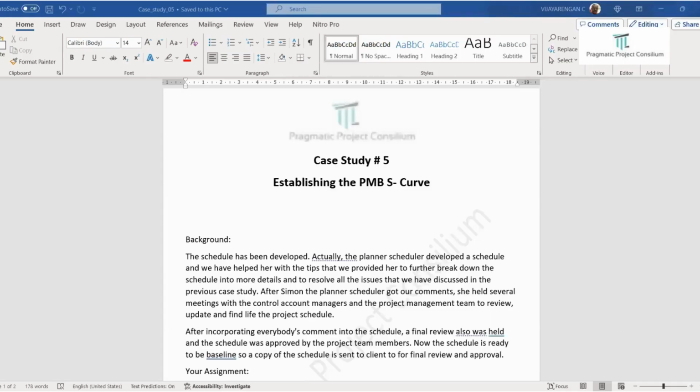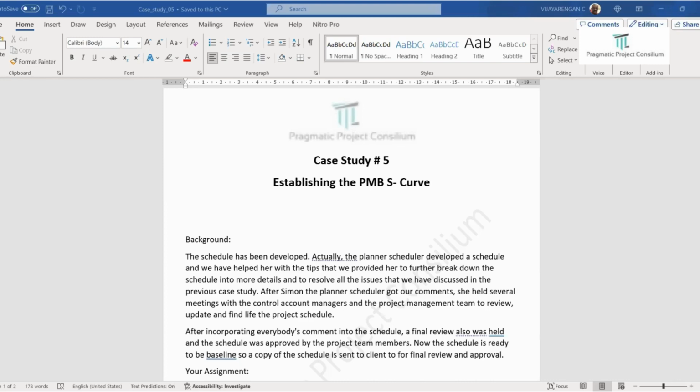In day 9, in the last and previous videos, we have seen establishing the performance measurement baseline, PMB. And this time we are going to learn about establishing the PMB and its S curve.